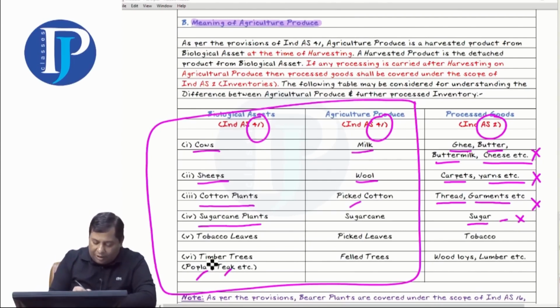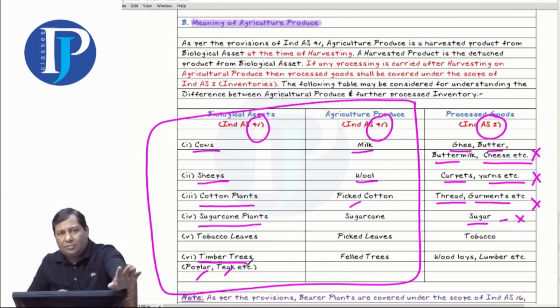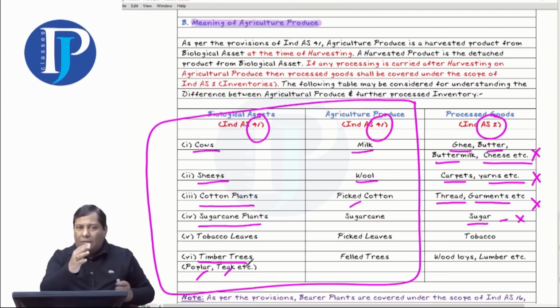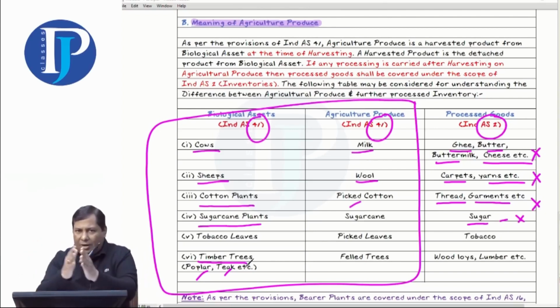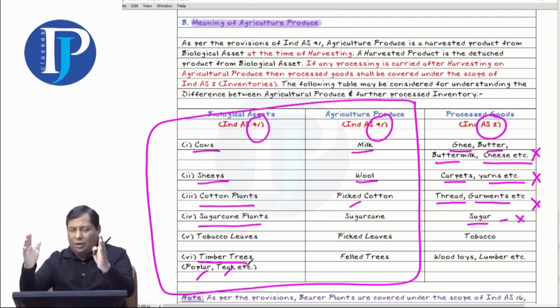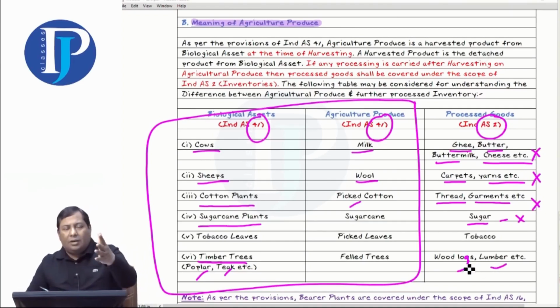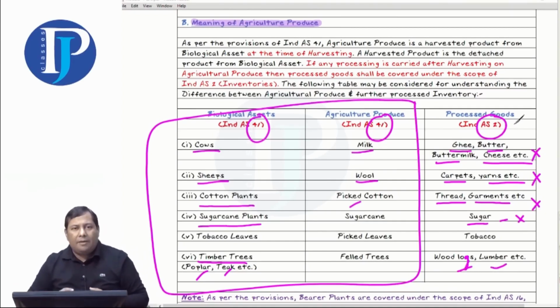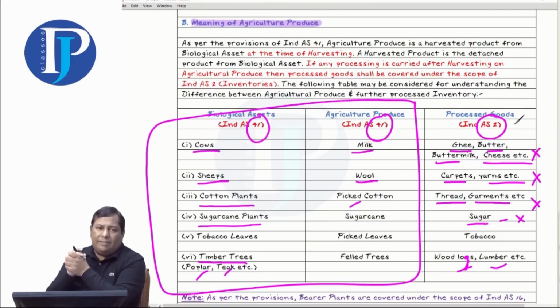Take popular teak and timber trees. You cut down the tree for wood, the tree fell down. The fallen trees are still within the scope of Ind AS 41, up to cutting off the trees. Now you took it to your factory and peeled it, cut it properly and made wood logs and lumber of accurate sizes from it. That does not fall under Ind AS 41. This all processing comes under Ind AS 2. When we shape something up, it is considered further processing.